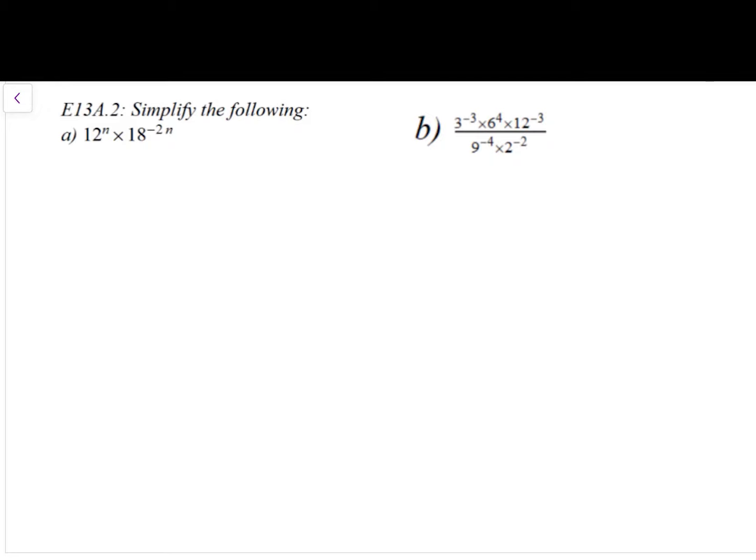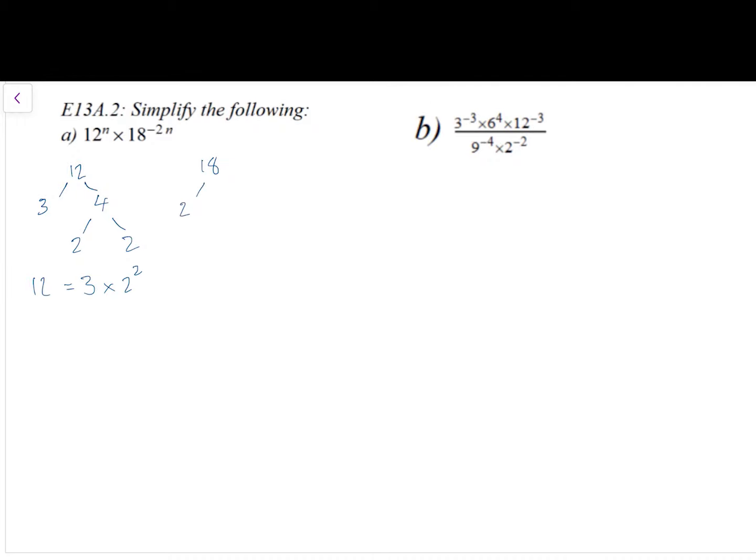expressions requires that we actually break down our bases 12 and 18, and 6 and 12 again, and 9, into their prime factors. So hopefully we can remember our prime decomposition. And let's just step through 12 and 18 together nice and slow. Factors of 12, 3 and 4, and factors of 4, 2 and 2. So 12 can be represented by 3 to the power of 1 times 2 to the power of 2.